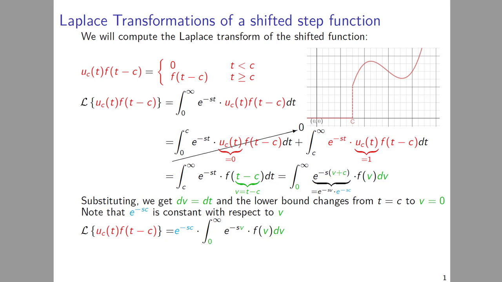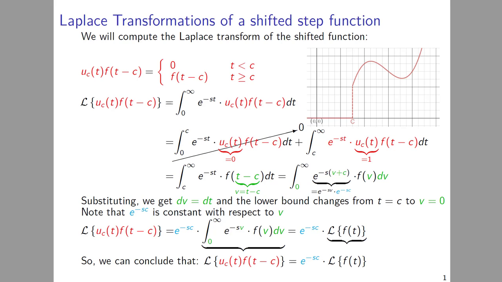Even though we've written this integral in terms of v, the variable we use doesn't matter. Once we integrate with respect to v, the integral from 0 to infinity of e to the negative sv times f of v dv is simply the Laplace transform. So we can conclude that the Laplace transform of u sub c of t times f of t minus c is equal to e to the negative sc times the Laplace transform of the unshifted version of f.